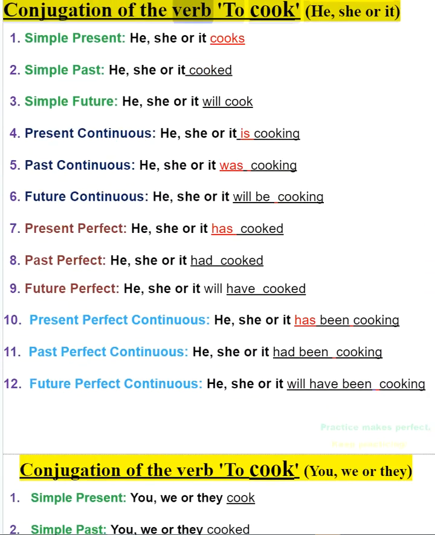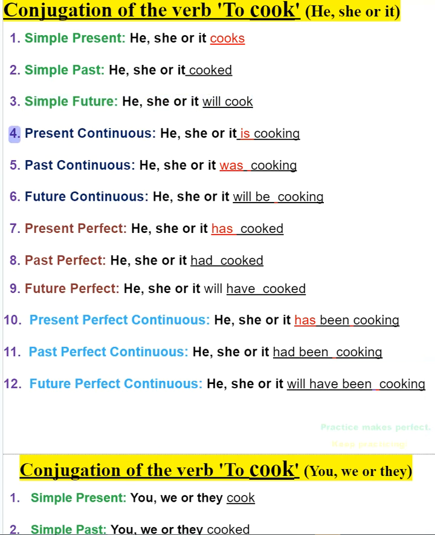Conjugation of the verb to cook, he, she or it. 1. Simple present, he, she or it cooks. 2. Simple past, he, she or it cooked. 3. Simple future, he, she or it will cook.